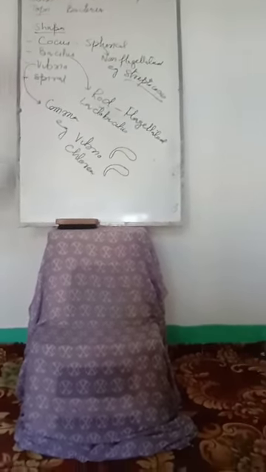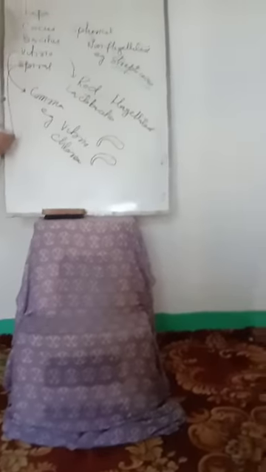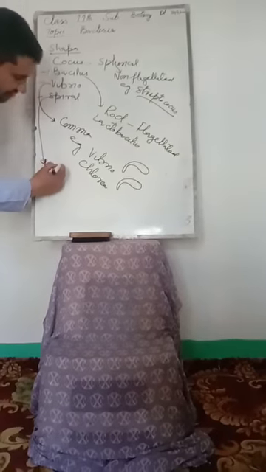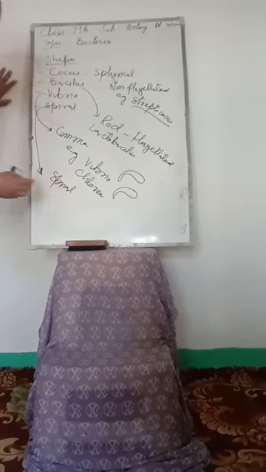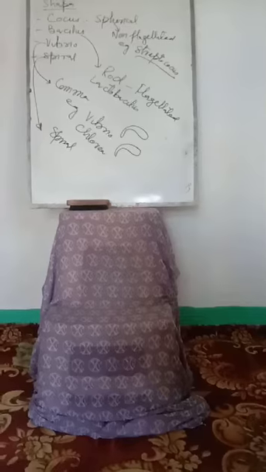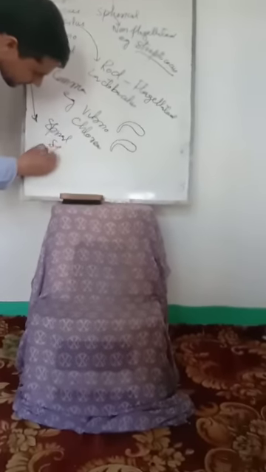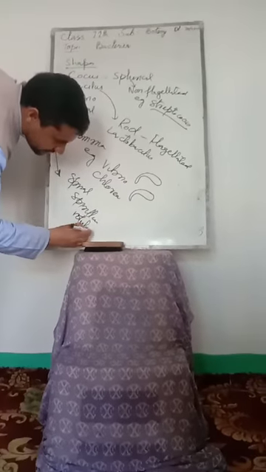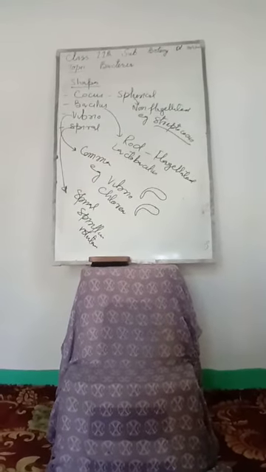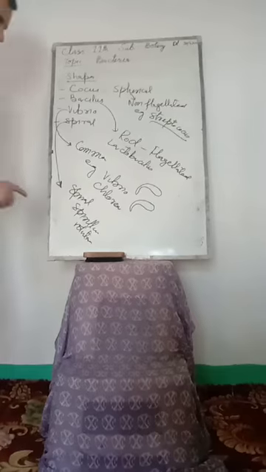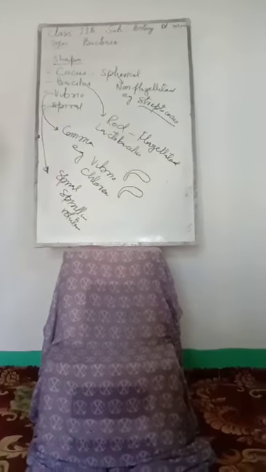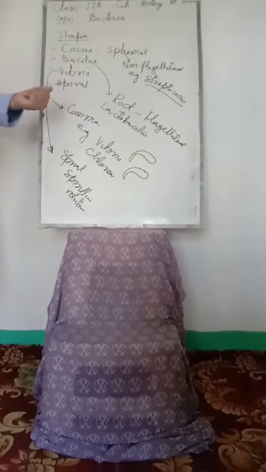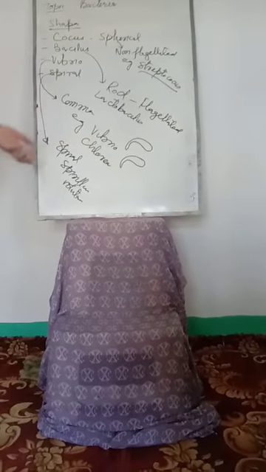Clear? After that, spiral. The name itself indicates that the shape of the bacteria is spiral. For example, we have Spirillum volutans, a spiral bacteria. This was about the shape. Bacteria may be spherical, rod shaped, comma shaped, or spiral.